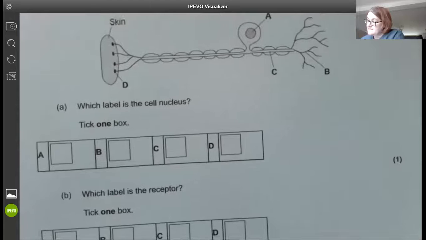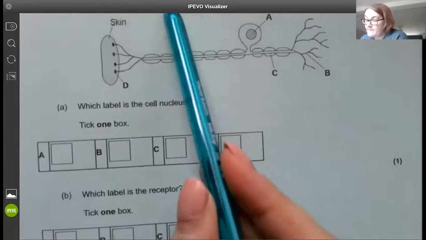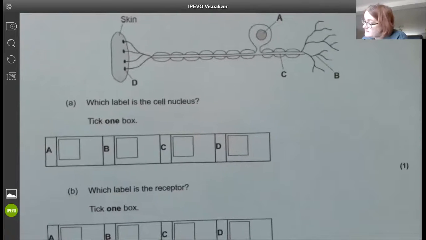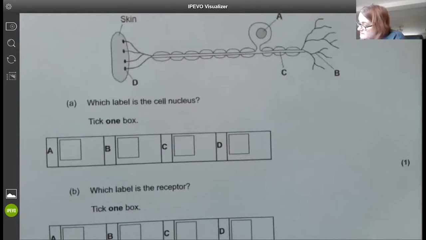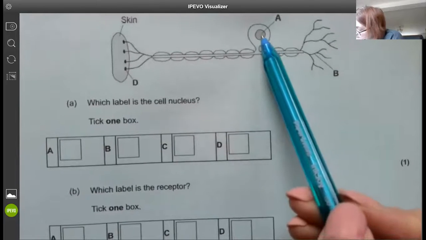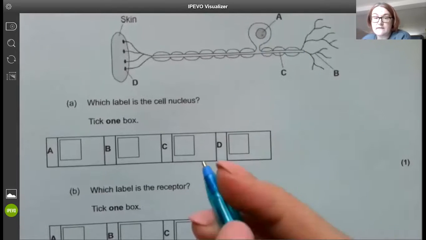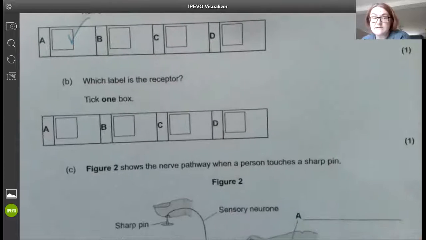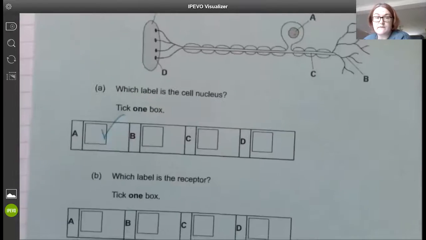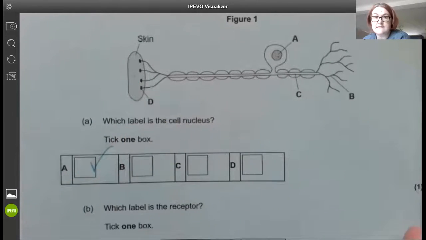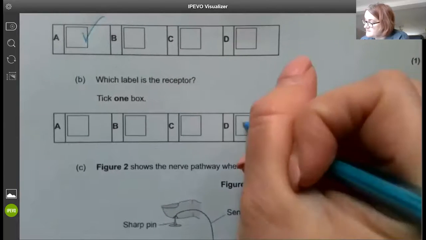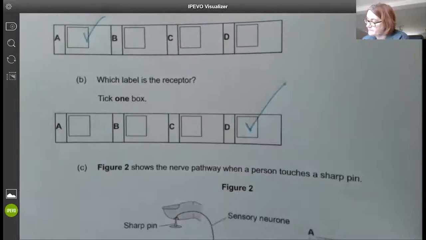So the first bit says we've got a sensory neuron there. It says, which label is the cell nucleus? You can look straight away at this, and the biggest thing that you can see inside that cell is the nucleus, so that's A. And which label is the receptor? If we go back and look at it, we can see that's in the skin. Your skin is one of your sense organs, so the receptor is D.